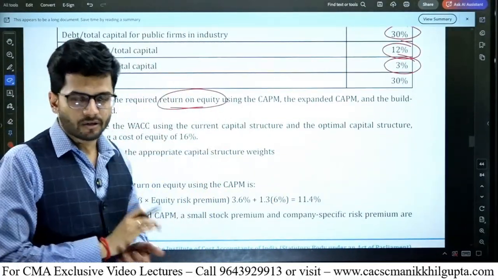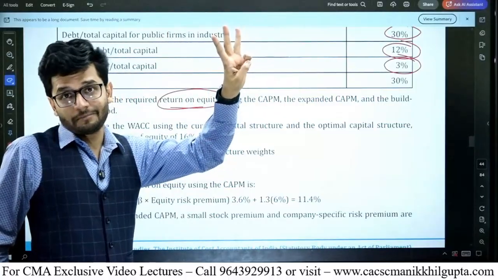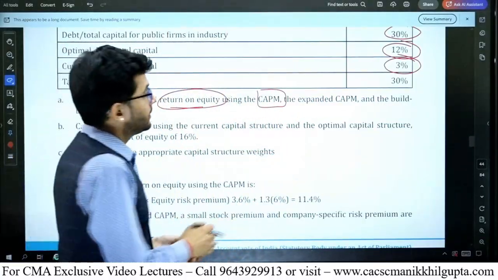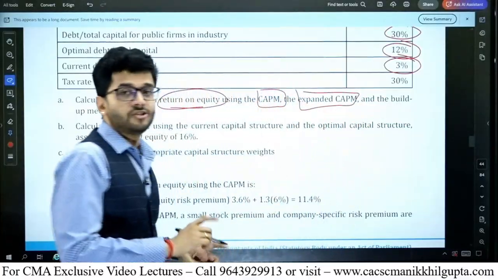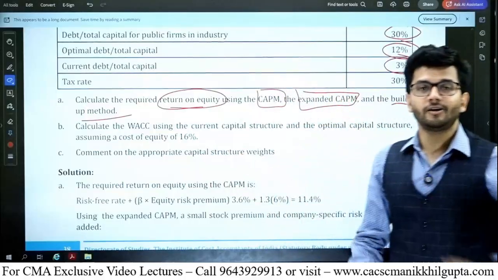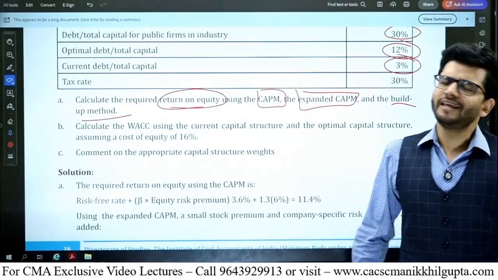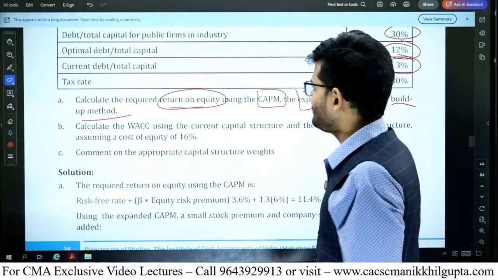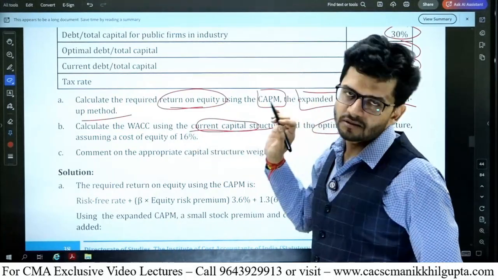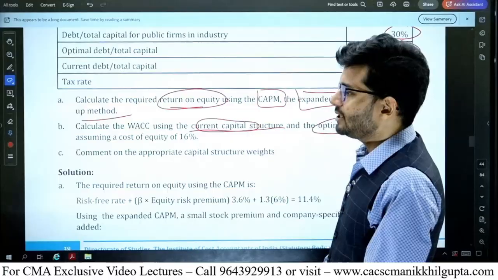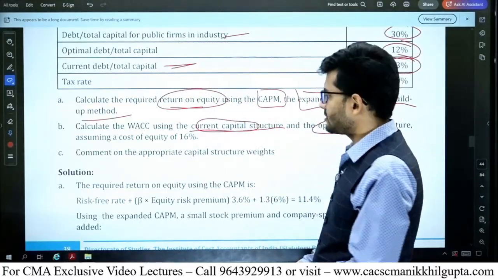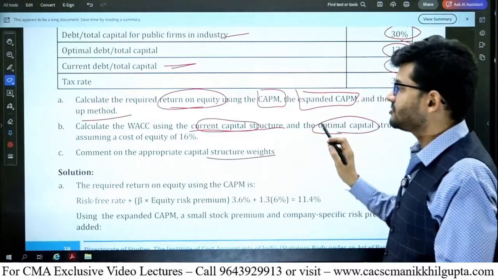You have to calculate the required return on equity using three methods. Number one, the normal CAPM method, which we have already studied. Expanded CAPM method, which we have not studied. And third is the built up method, which we have not studied in our regular study material. But very easy, very straightforward, guys, don't worry. Calculate the WACC using the current capital structure and the optimal capital structure. So you have to calculate the weighted average cost of capital using the current structure as well as the optimal structure. Comment on the appropriate capital structure weights.